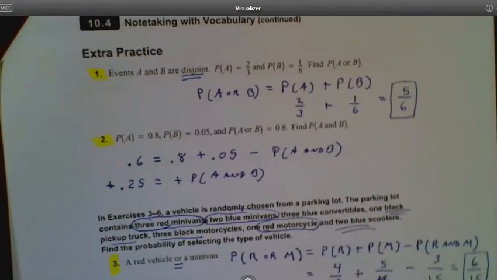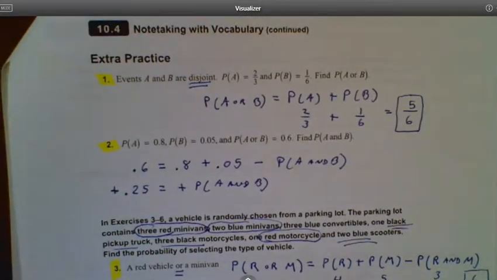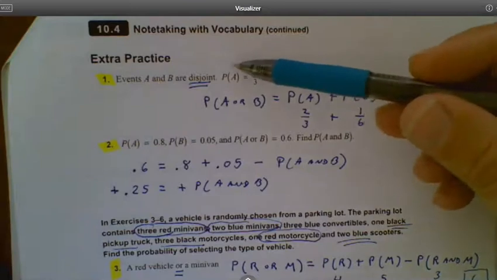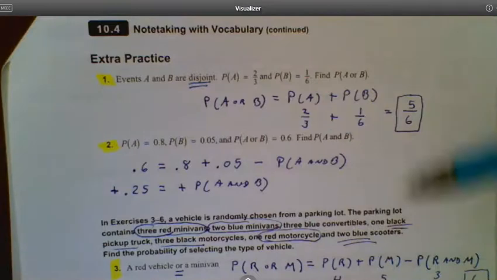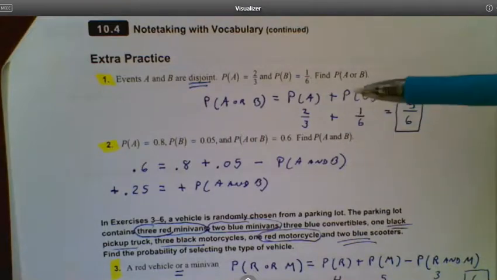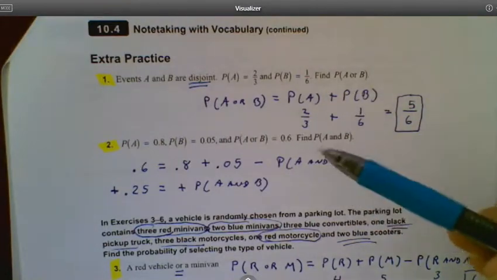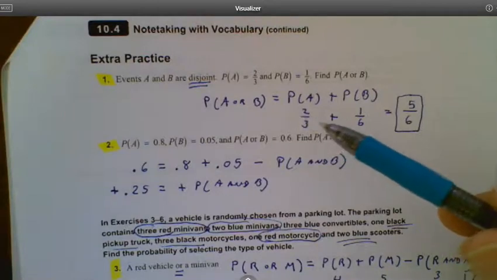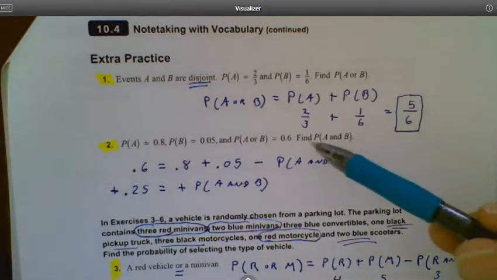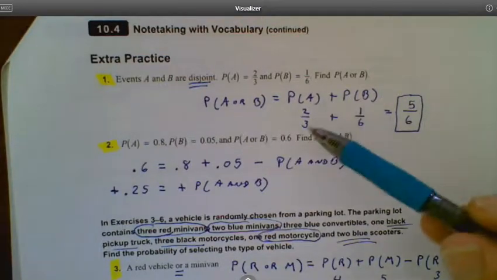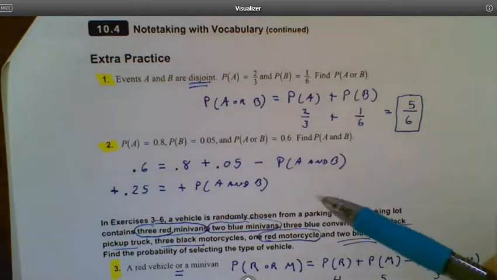So page 301. So these ones are disjoint, which means they don't have any overlap. They have nothing in common. So all we have to do, like I was showing you in the last formula, in order to get A or B, is simply add the probability of A plus the probability of B. All right, and so this is what it would look like. Don't forget you need common denominators and all that fun stuff when you're doing fractions.